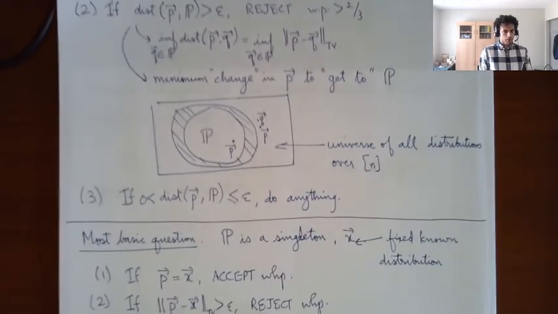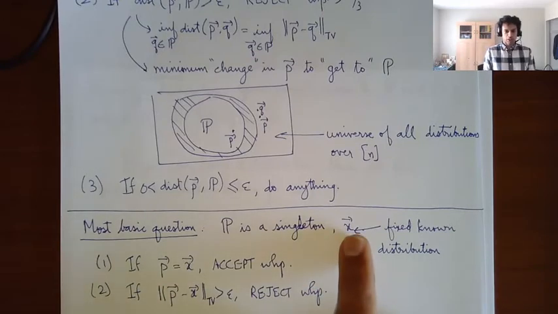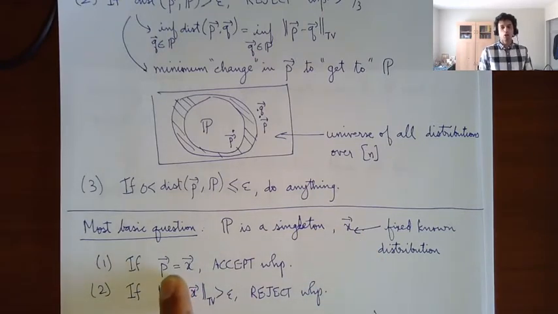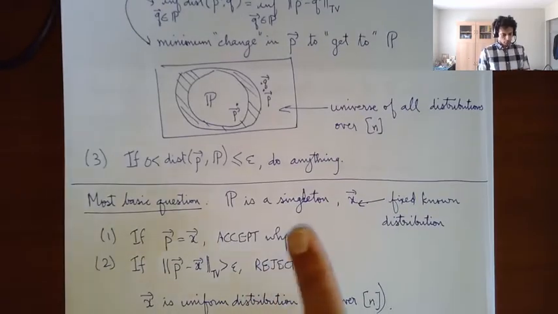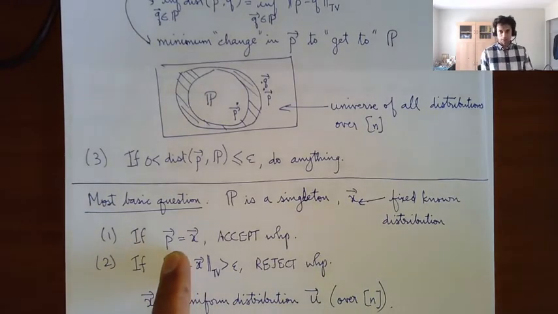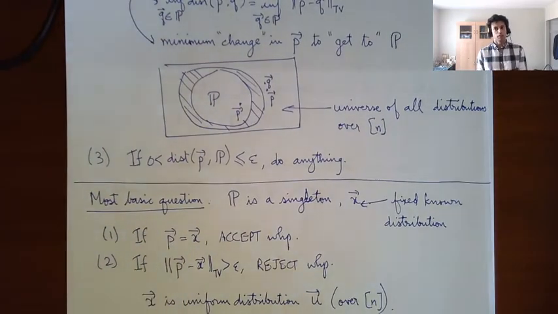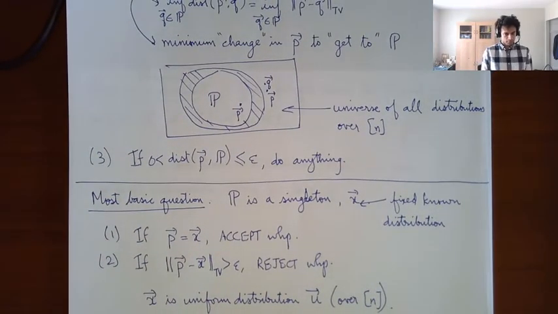Going back to the basic question, this completely makes sense, right? So here's this fixed known distribution. Here's an unknown distribution. So P is the unknown distribution. Obviously, to solve this question, one can go ahead and just learn what P is up to some total variation error, and then just say, does that match the hypothesis that we have. Any questions?